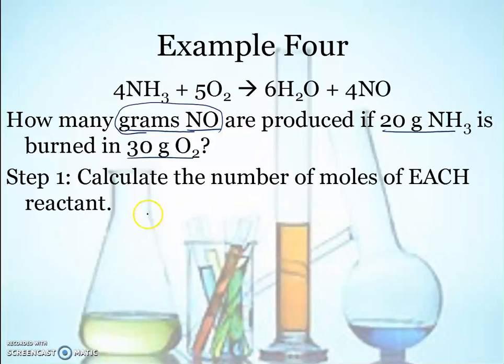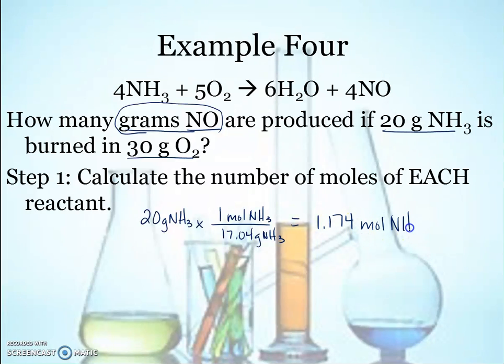So the first thing we need to do is find the moles of each one. So if we start with 20 grams of NH3, we know that 1 mole of NH3 is equal to 17.04 grams of NH3. And when we do the math on that, we get 1.174 moles of NH3. I'm not going to keep a whole bunch of numbers, I'm just going to keep some.